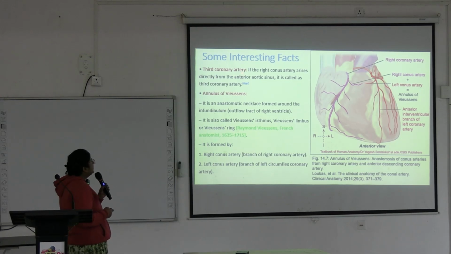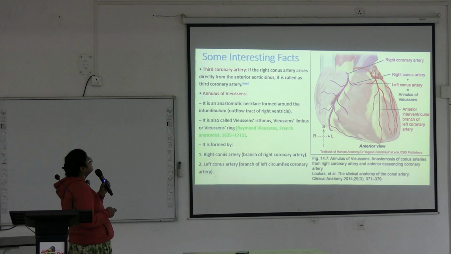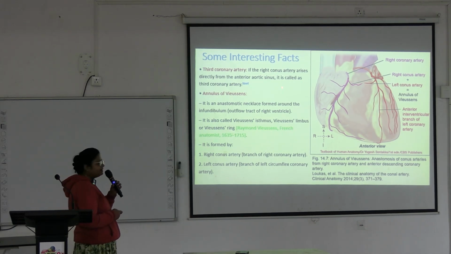Third coronary artery: if the right conus artery arises directly from the anterior aortic sinus, it is called the third coronary artery. These are asked in viva and MCQs.